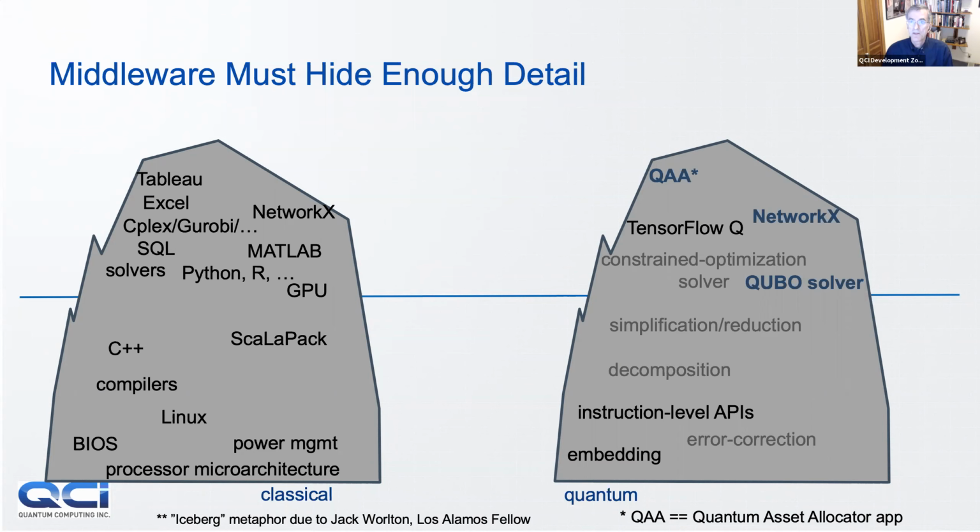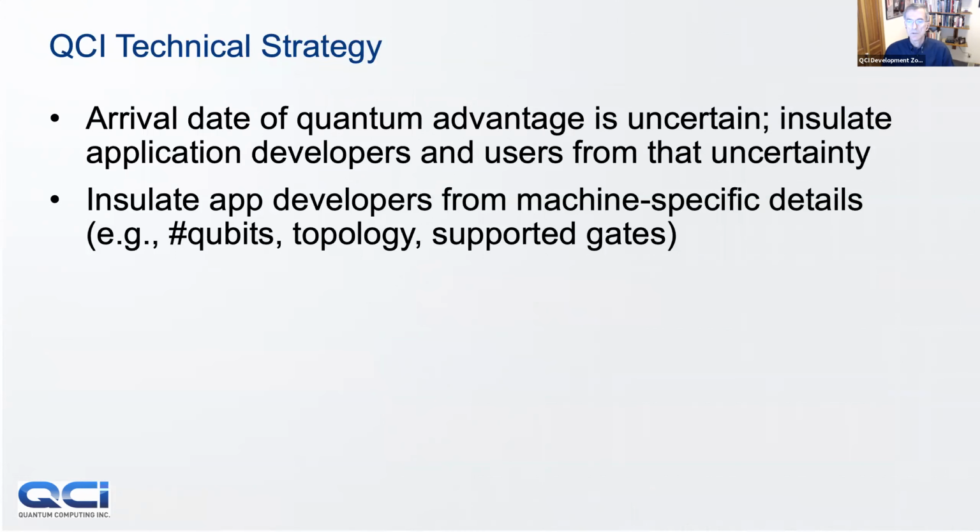So another pillar of our technical strategy is we need to insulate application developers from machine-specific details. Things like the number of qubits, the topology, the gates that are supported, et cetera, et cetera.